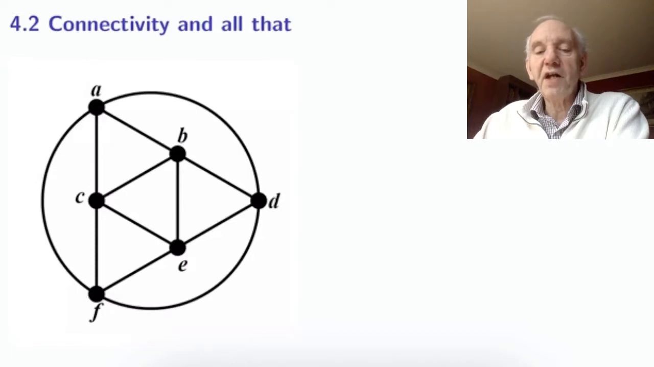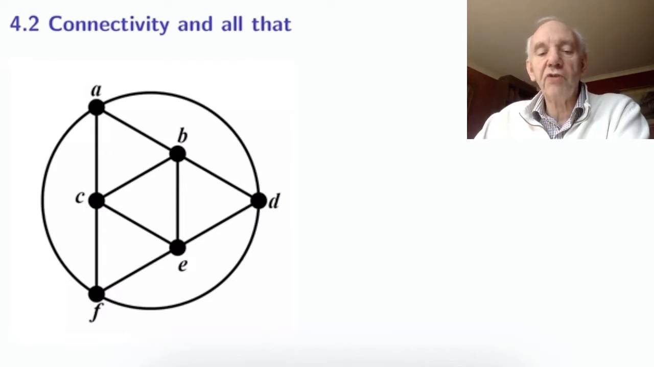So in this video, I want to give a number of definitions that relate to travelling between the vertices in a given graph. And the example I've chosen to illustrate these definitions is this graph here with 6 vertices.